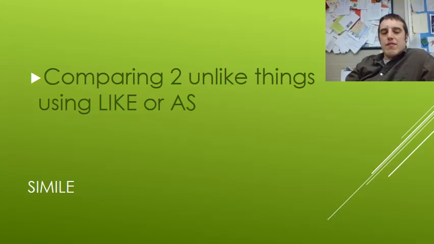You need to be able to identify if the definition is for a simile or for a metaphor. A simile is comparing two unlike things using like or as. Now, a lot of people forget that they have to be two unlike things. You can see this marker doesn't work very well. Two unlike things. Two things that are not similar.